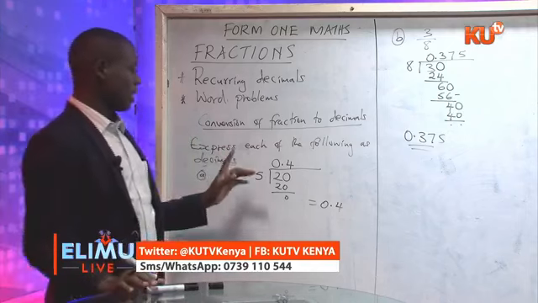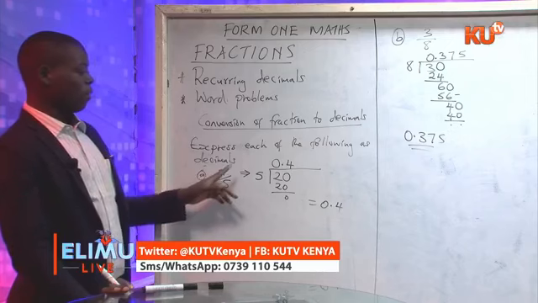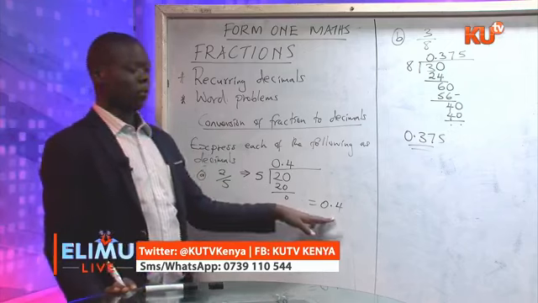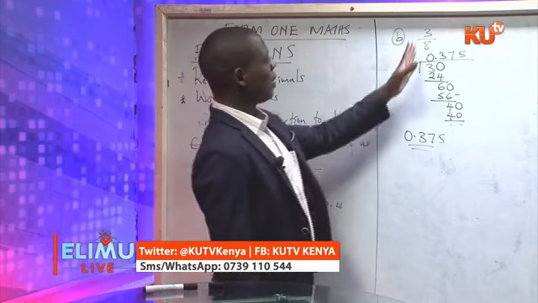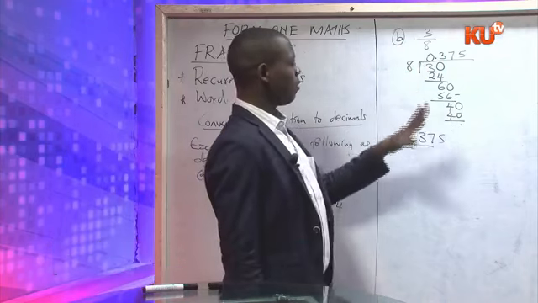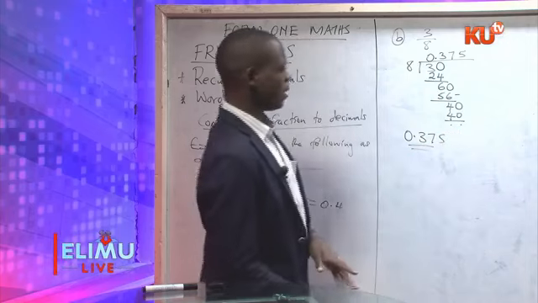You'll realize that in the first example, 2 over 5, when you divide it, you get a complete solution. That is 0.4. Similarly, 3 over 8, if you divide, you get 0.375. And that is the decimal.